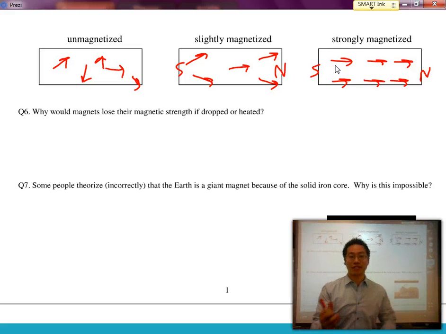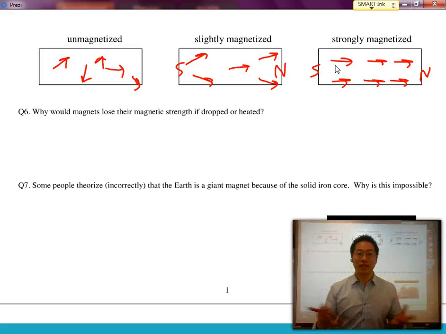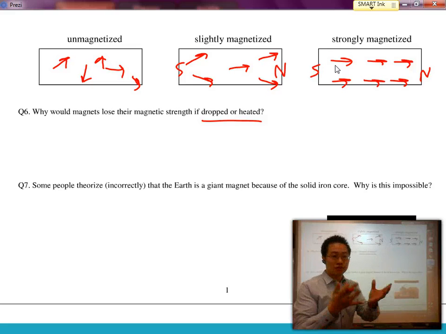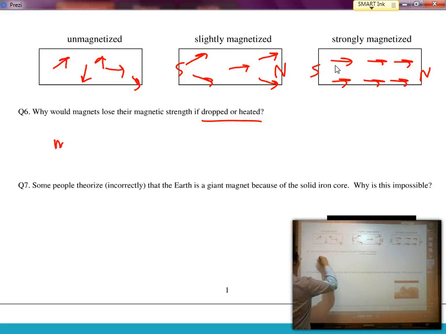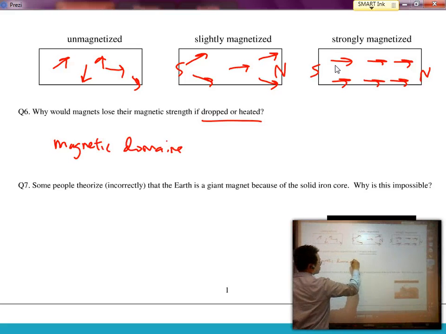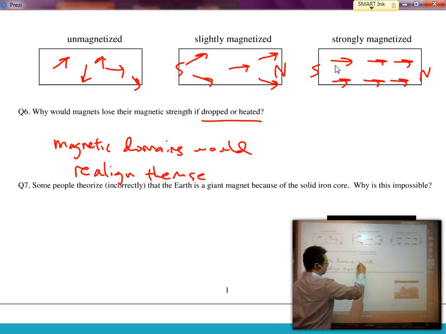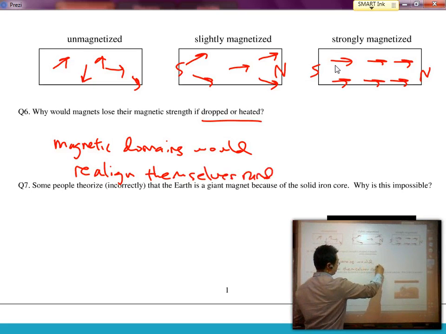But because these magnetic domains move around all the time, that's why magnets do lose their strength if they're dropped or heated. If you were to simply bang a magnet on the table, it would lose its properties. Okay? Simply because those domains jump and they realign themselves. So the magnetic domains would realign themselves randomly.